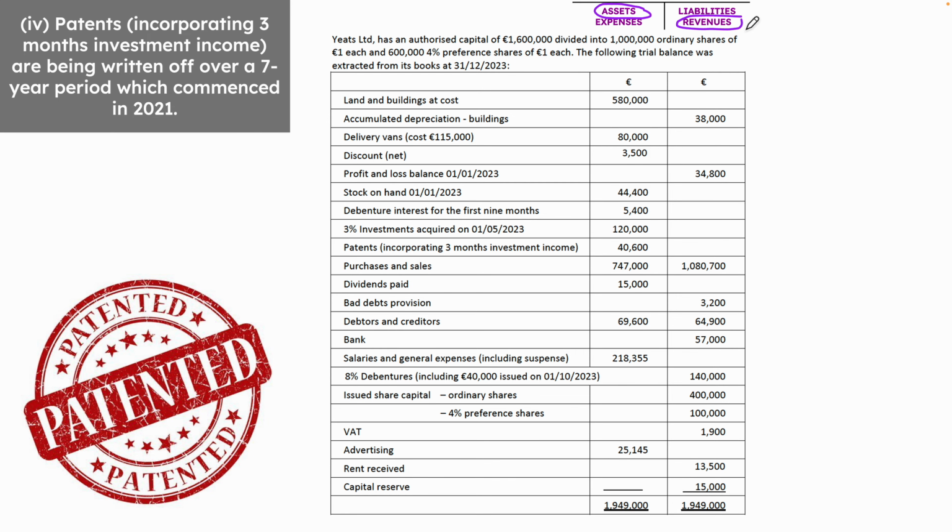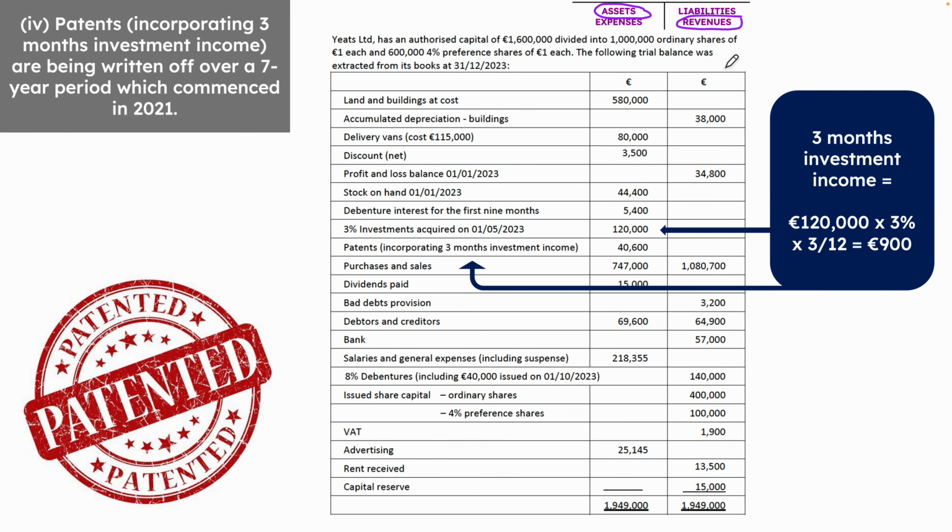So investment income should go into its own account, right? So what we do is we're going to look at the investments. And see here it says incorporating 3 months investment income. So we have 120,000 investments multiplied by 3%, and we'll multiply it by the 3 over 12 months, and that is €900 investment income.